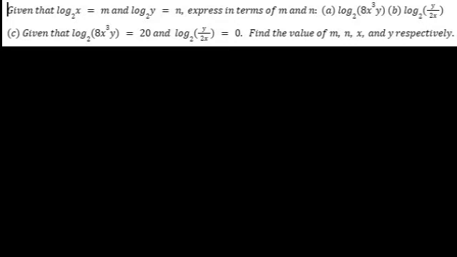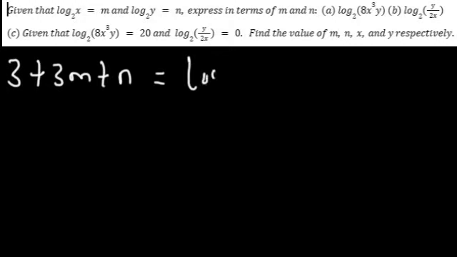So for me, I'm going to start by solving for m and n first. Now, if you could recall, I said you should write the solution we have for the first option we did, for part A. I said you should write it somewhere. If you jotted it down, perfect. What do we have as our final answer? We turn out to have 3 plus 3m plus n, and we said it is equal to the solution to log to the base of 2 of 8x cubed, multiplied by y.